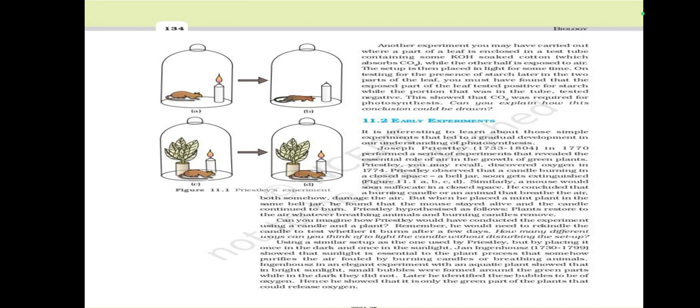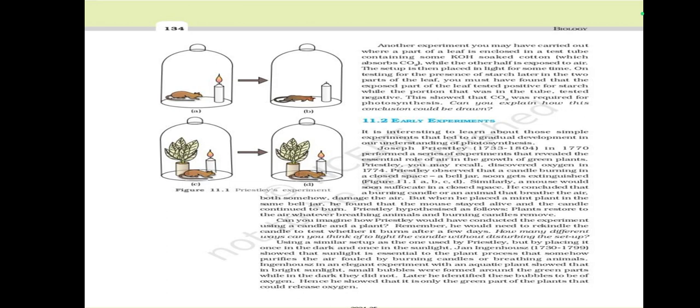Can you imagine how Priestley would have conducted the experiment using a candle and a plant? Remember, he would need to rekindle the candle to test whether it burns after a few days. How many different ways can you think of to light the candle without disturbing the setup?